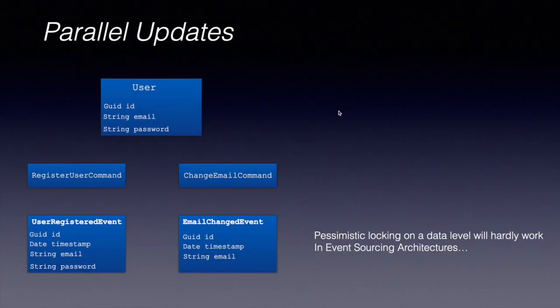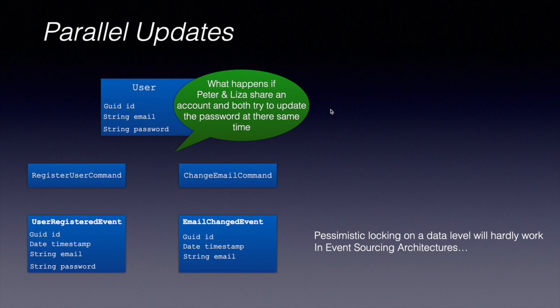How to deal with parallel updates? We have the same user domain that has user ID, email, and password. For example, what happens if Peter and Lisa share the same account and they both try to update the password at the same time? This is the scenario.